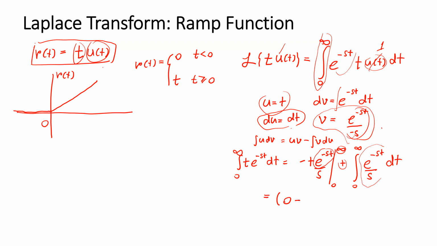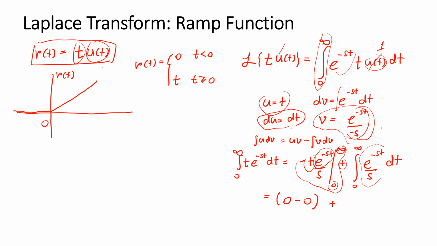For the second term, when t is equal to 0, yeah, it's straightforward that the term is 0. So by taking the limit, the first term is 0.